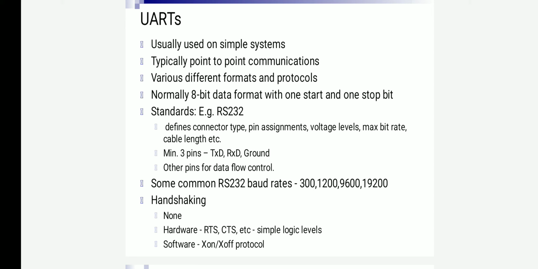A minimum of 3 pins, transmitter, receiver and ground, are needed in UART. Other pins are used for data flow control. Some common RS-232 baud rates, which are in common use when an RS-232 port is used, are 300, 1200, 9600 and 19200.